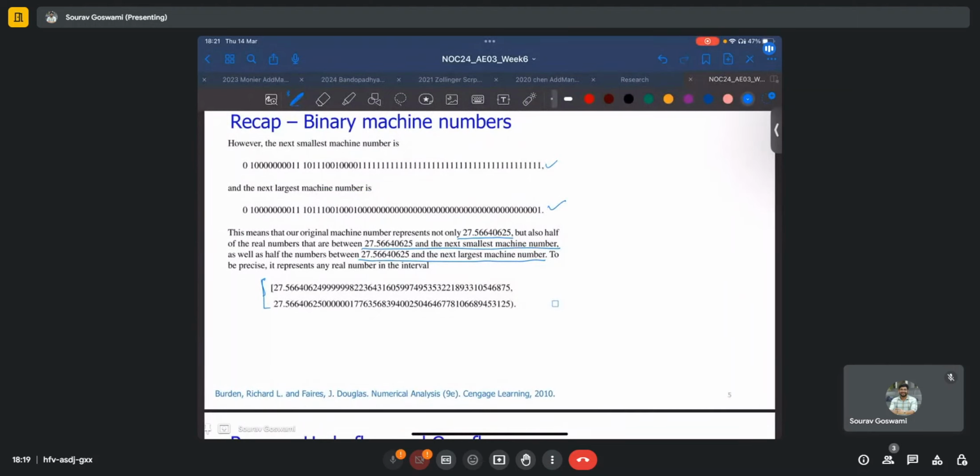So 27.5664062. Okay, these are really too many digits of precision. So this interval is closed and this interval is open. Our representation is not really unique, rather it is used for representing any number in a semi-open interval.